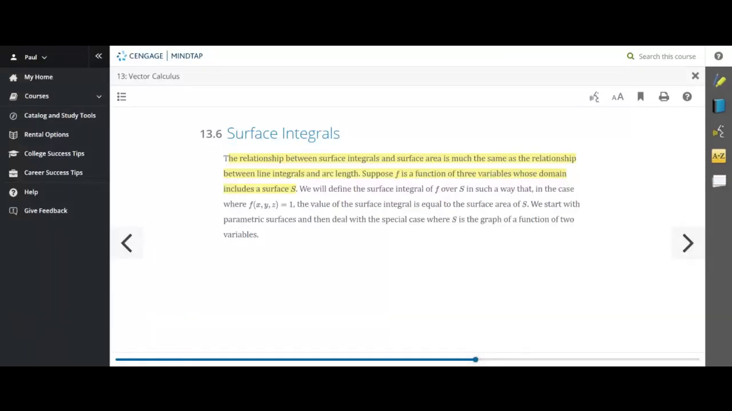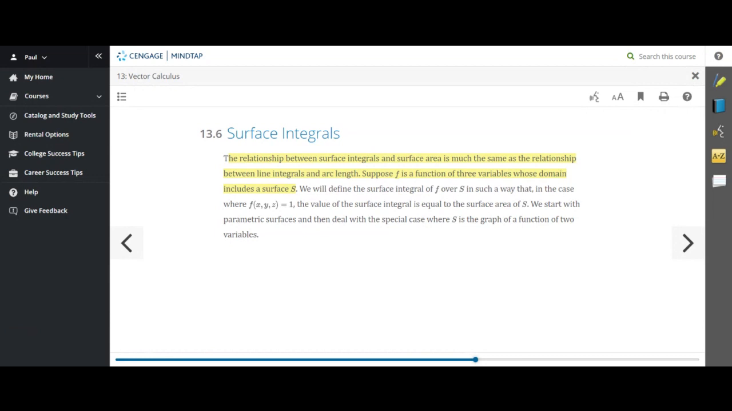Okay, surface integrals. So what we want to do, okay, one application that we want to understand in multivariable calculus is the concept of flux.